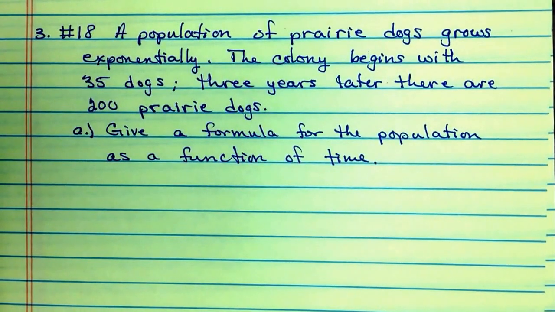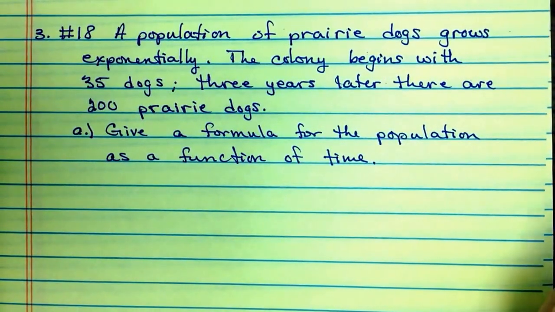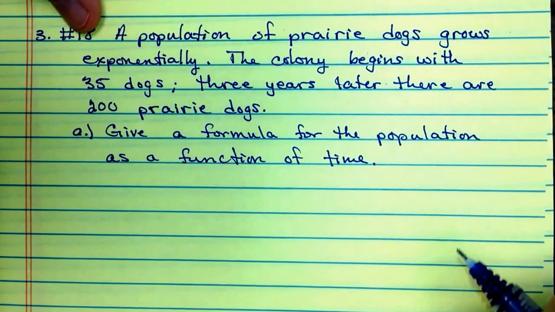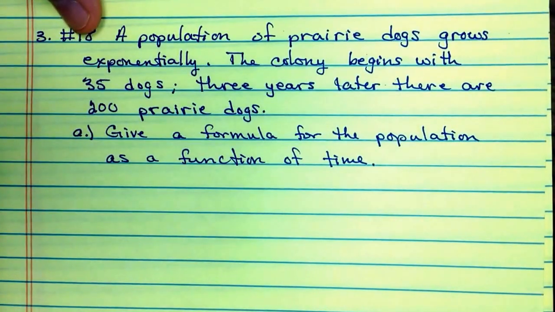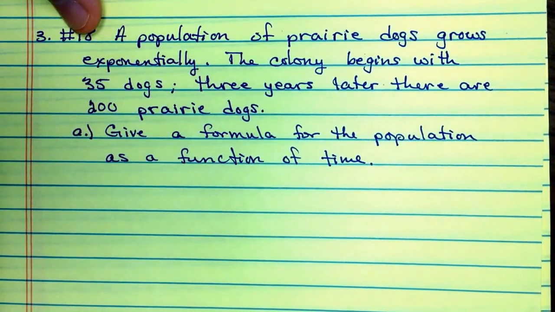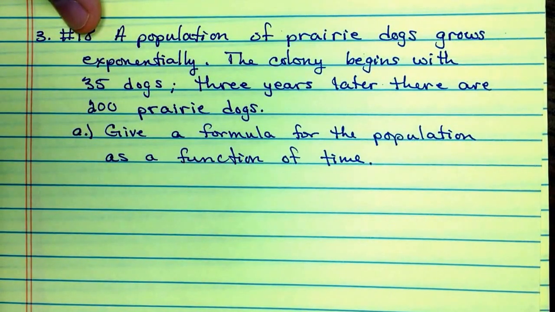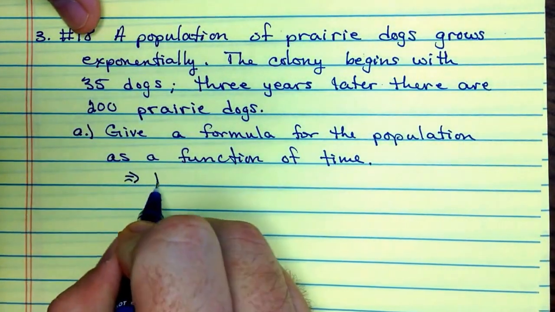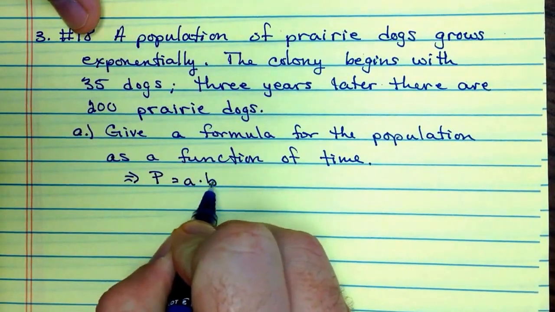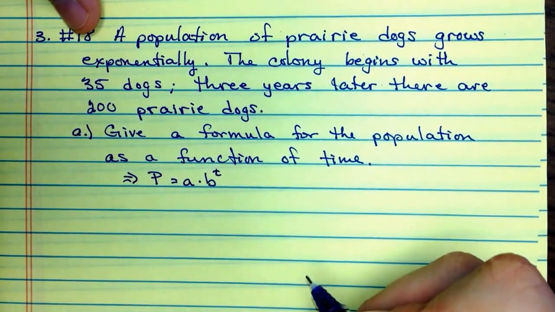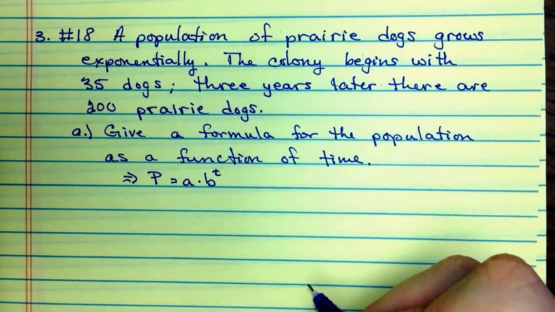Again, go ahead and pause the video if you want to copy it down. A population of prairie dogs grows exponentially. The colony begins with 35 dogs. 3 years later, there are 200 prairie dogs. Okay, so part a: give a formula for the population as a function of time. All right, well, we know we're growing exponentially, so we have a function P equals A times B to the T. I'm using P here because it's population instead of some generic quantity.